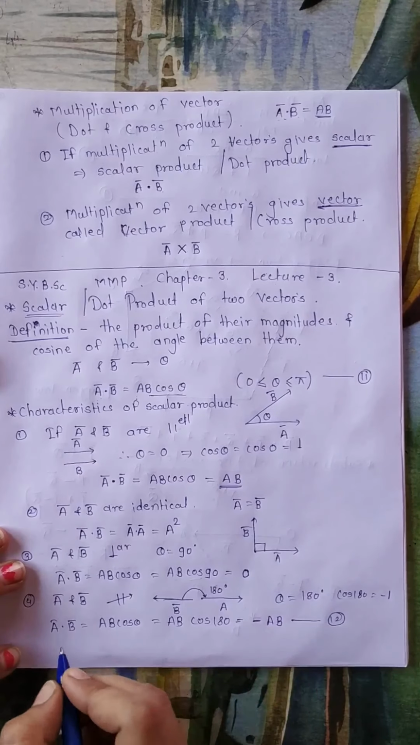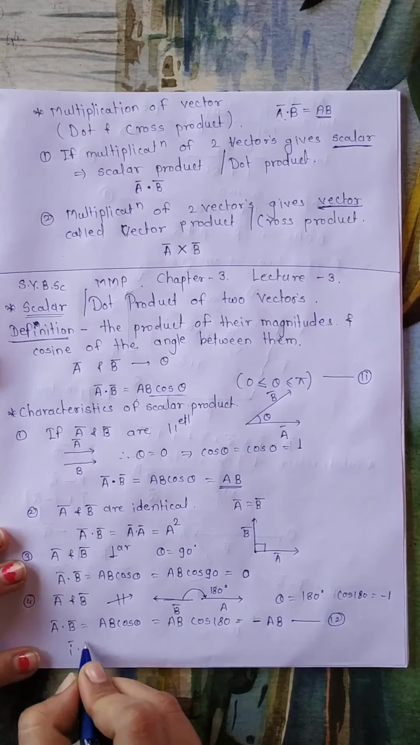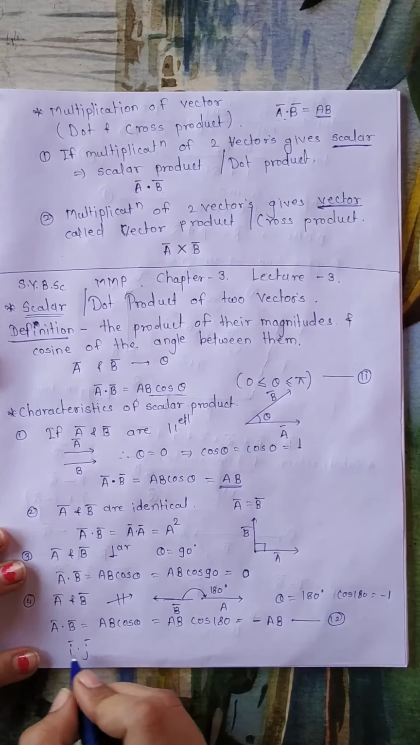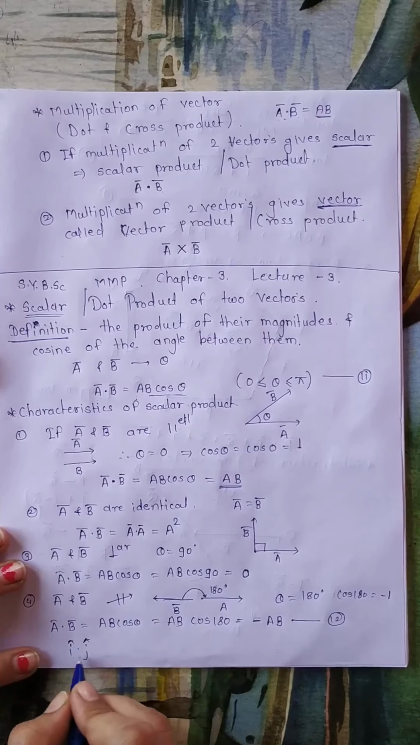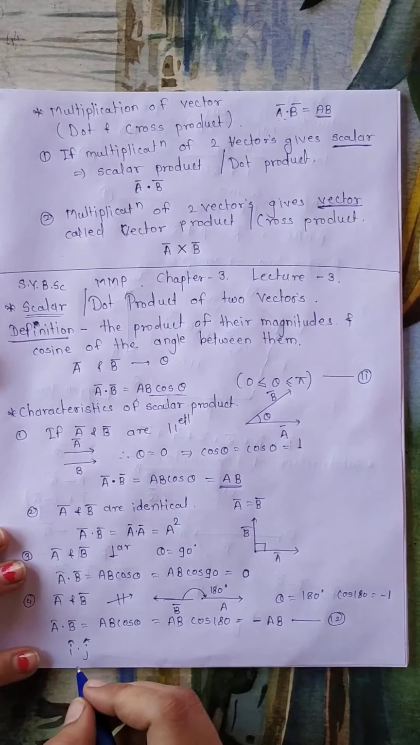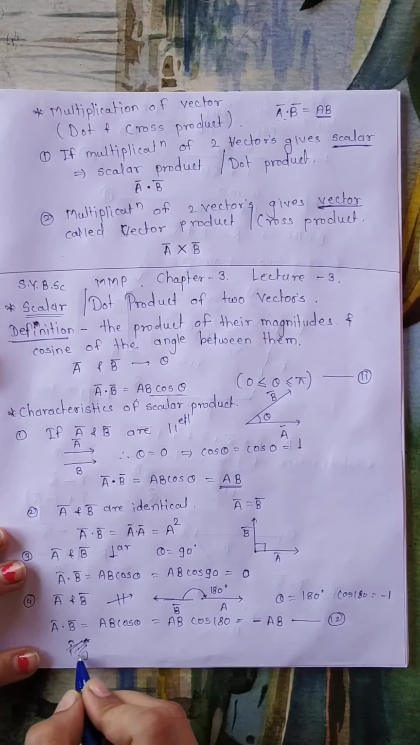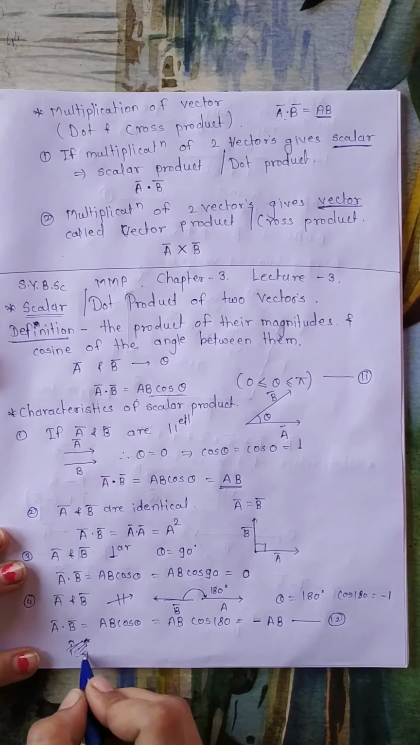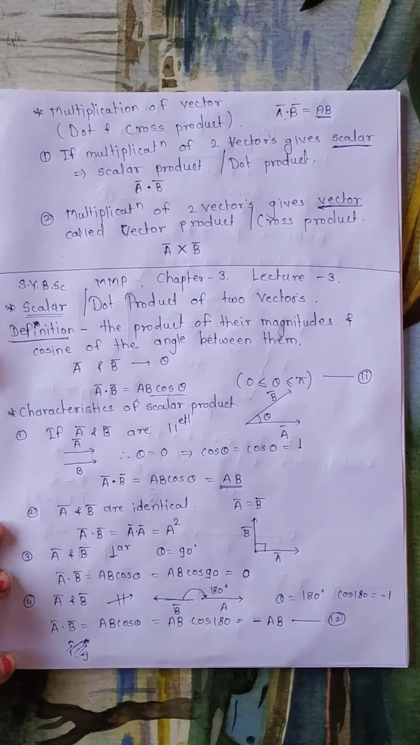Now what about the unit vectors? So i cap dot j cap, the angle between these two unit vectors is... sorry, this is another case. Here the angle is 90. So this case should be discussed when we discuss the next property, which is the fifth property.